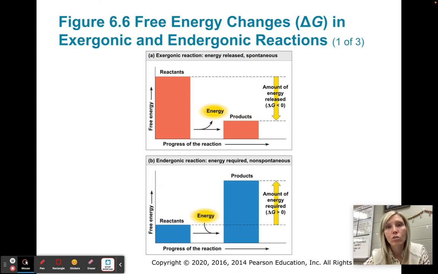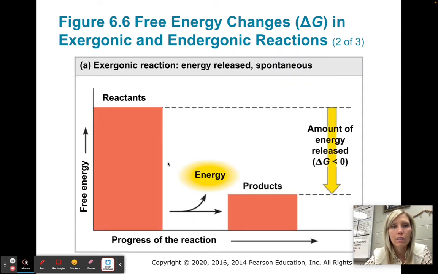And storing energy means we're going to build molecules up. That is not a spontaneous reaction. So you'll see non-spontaneous as a word that is often connected to endergonic reactions. So let's look at them one at a time. Okay, so here again is the exergonic reaction.